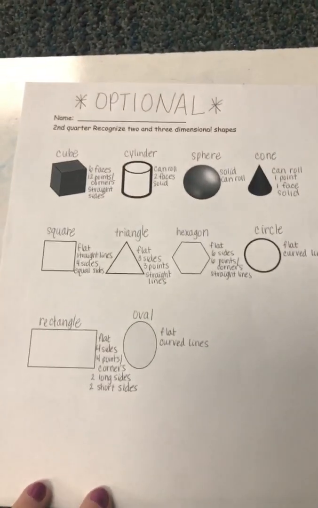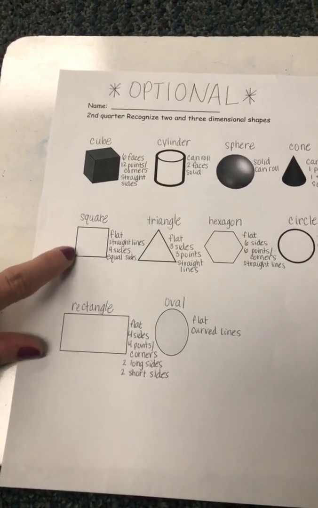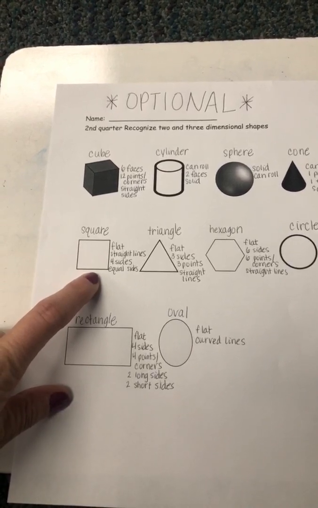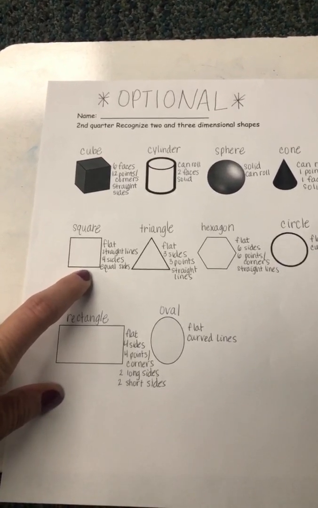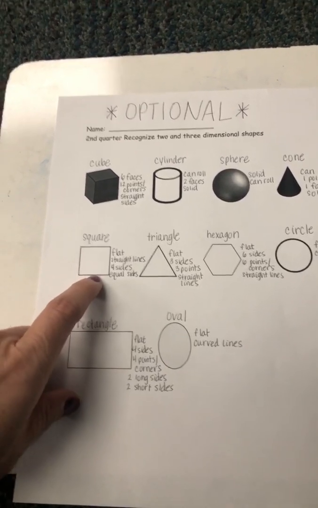We are going to start out by first reviewing some of our shapes that we have been talking about over the last couple of weeks. So I'm going to show you a piece of paper. I'm going to point to a shape, and then I want you to tell me the shape's name before I tell you the shape's name. All right, so I'm going to point to the first shape. This is this shape right here. It's flat, it has straight lines and 4 sides that are equal. It's a square. A square is a flat shape.